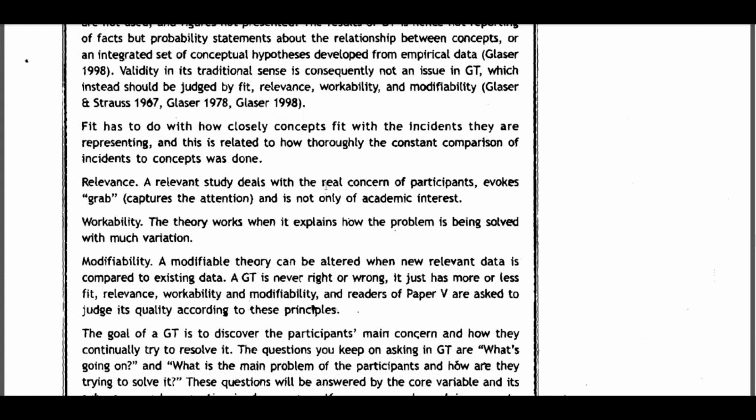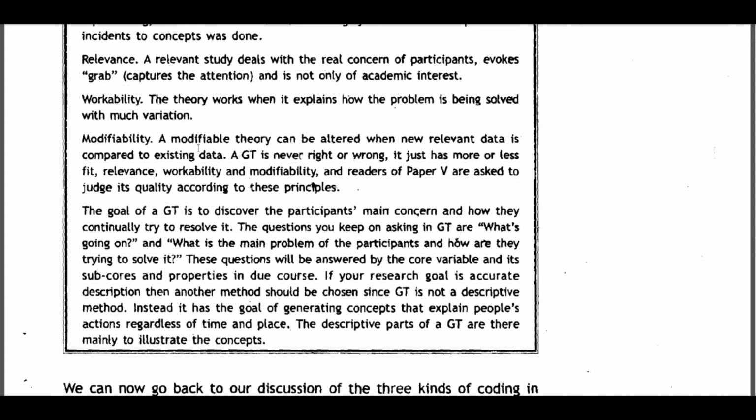Relevance. A relevant study deals with the real concern of participants, captures attention, and is not only of academic interest. Workability. The theory works when it explains how the problem is being solved with much variation. Modifiability. A modifiable theory can be altered when new relevant data is compared to existing data. A GT is never right or wrong, it just has more or less fit, relevance, workability, and modifiability, and readers of paper 5 are asked to judge its quality according to this principle.